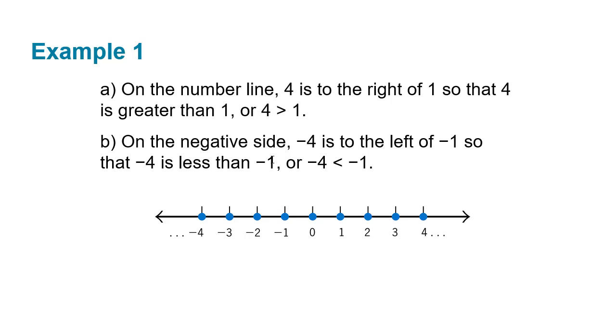So on a number line we can figure out if things are greater or less. So 4 is to the right of 1, right? 4 is over here, so it's greater. 4 is greater than 1. On the negative side, negative 4 is to the left of negative 1. So in this case, negative 1 is greater, or negative 4 is less than, right?